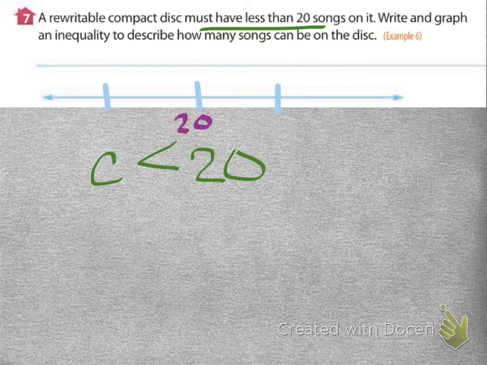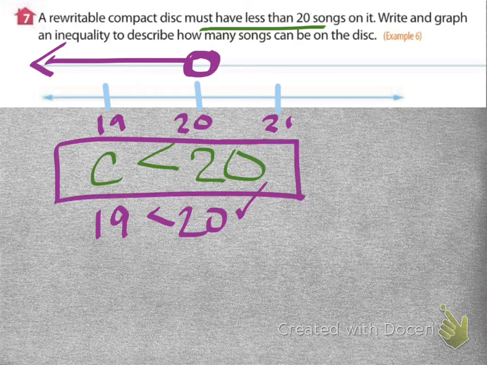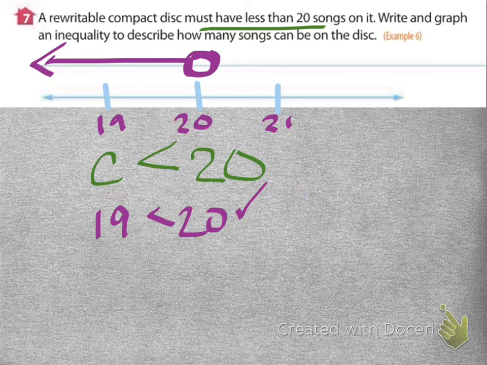So 20 is my middle number, and I can do 19 and 21 as my other two. It's going to be an open circle because I cannot include my 20. I can't have 20 songs, but I can have less than 20 songs. So can I have 19 songs? Sure, 19 is less than 20. That would work.